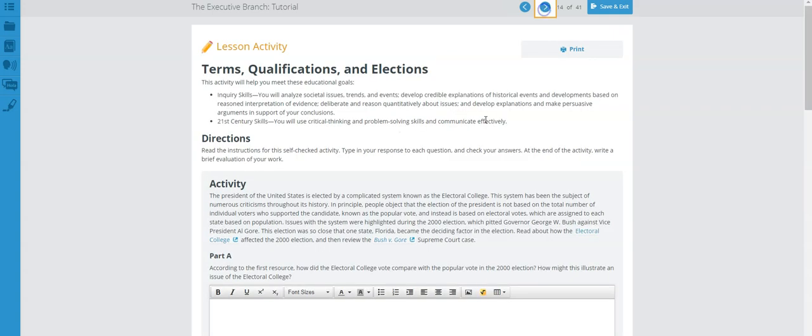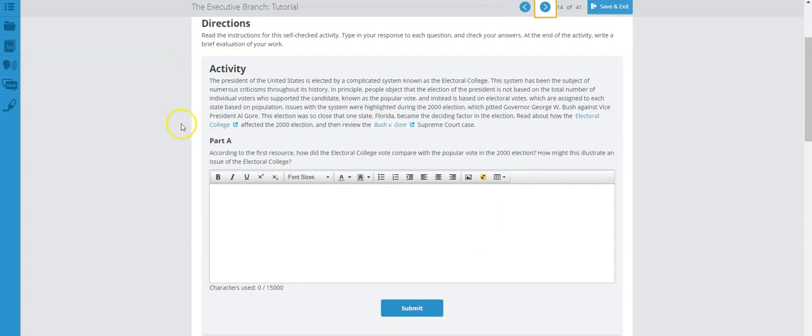Let's move on. We're now on page 14 of the executive branch tutorial, which is the lesson activity on terms, qualifications, and elections. The directions say, read the instructions for this self-check activity, type in your response to each question, and check your answer. At the end of the activity, write a brief evaluation of your work. Now we need to read this part here so we'll know what we need to do.